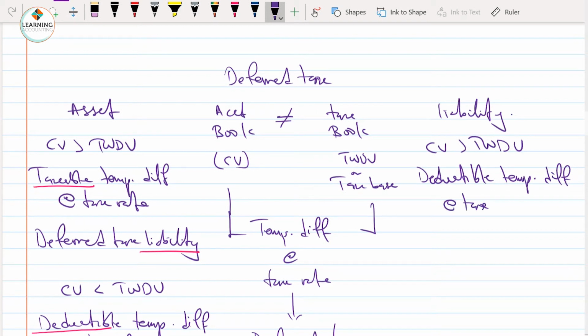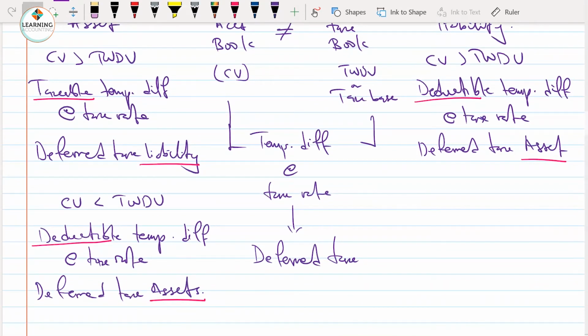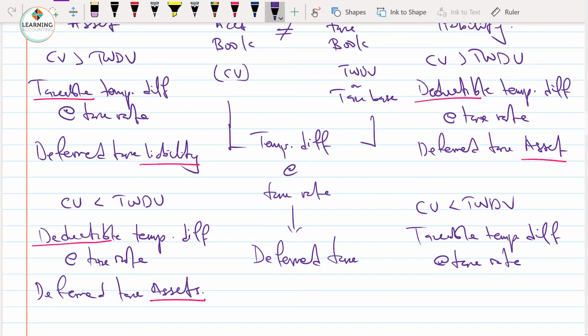Again, application of the tax rate gives us the deferred tax asset. Of course, we've already said that when you have deductible, you get the asset. On the other hand, if the carrying value is less than the tax written down value, then this gives rise to a taxable temporary difference. And like I have said, application of the tax rate will give us a deferred tax liability. Again, when you hear taxable, you know it's going to give rise to a liability.